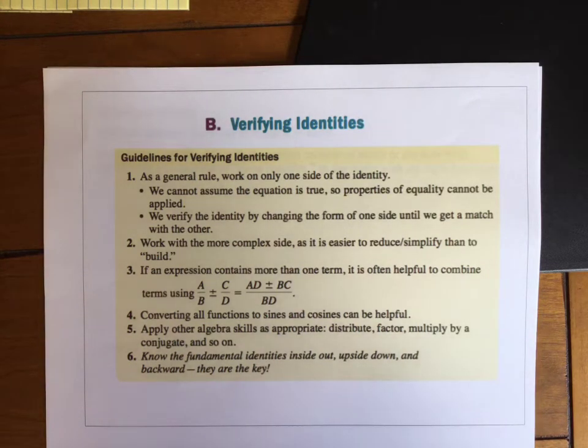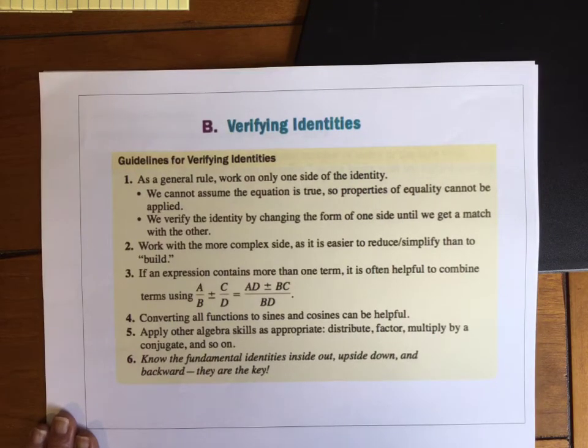And so when we say that, we make sure that we are just changing one side into terms of sine and cosine. That's the easiest way to verify identities. And we do that because it may not actually match with the other. Like it might not actually be an identity. And then step two is we pick the side that is the more complex side, as it's easier to reduce or simplify than to build.